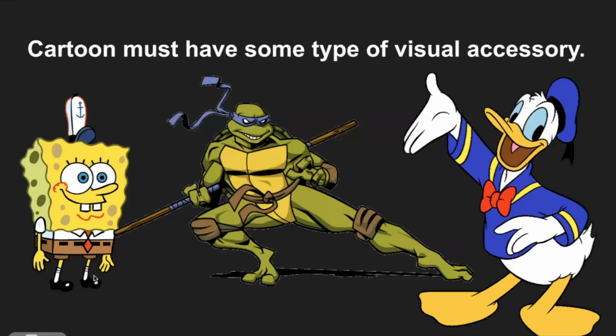So here are some of the rules. The cartoons have to have some type of visual accessory. SpongeBob has his hat and his shirt and his shoes. All those are visual accessories. Teenage Mutant Ninja Turtles have whatever type of weapon they might have, a belt, a mask or an eyepiece. Donald Duck, obviously, has his outfit. You have to choose a cartoon that has those options, because when you do the real version of it, you have to dress them in those visual accessories that they might have.